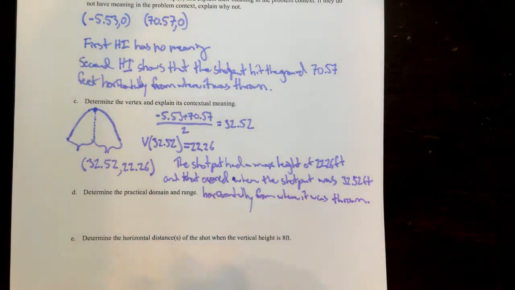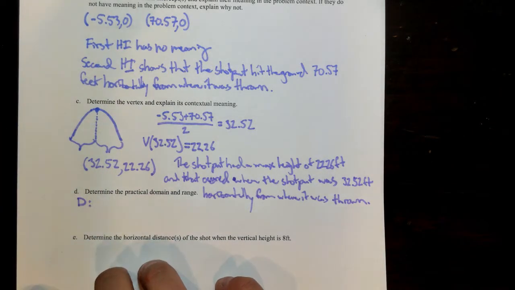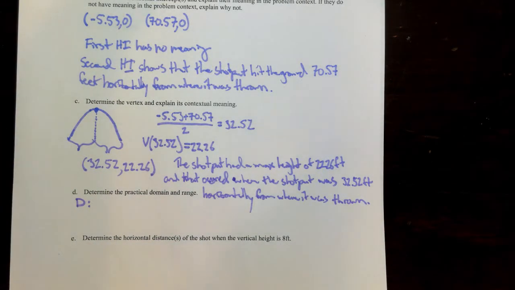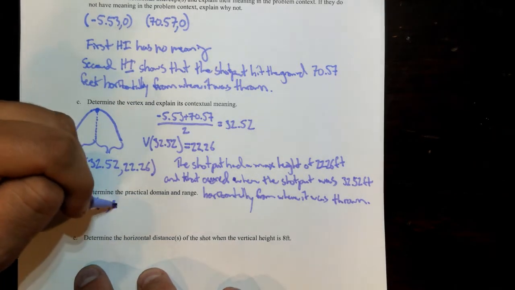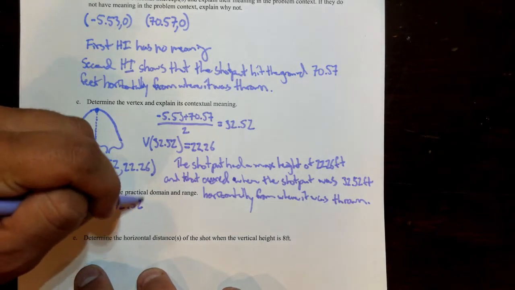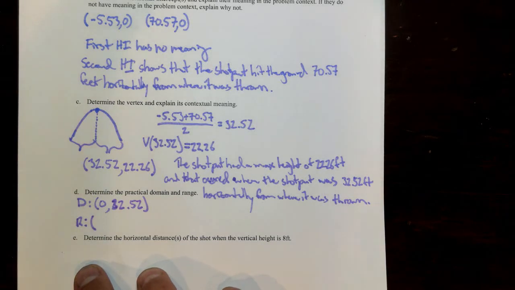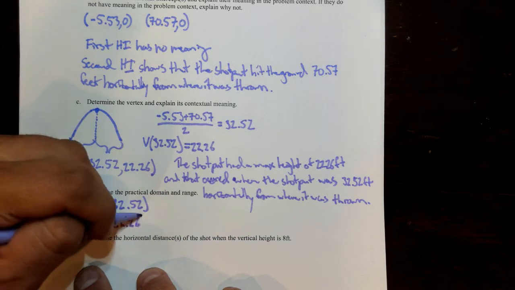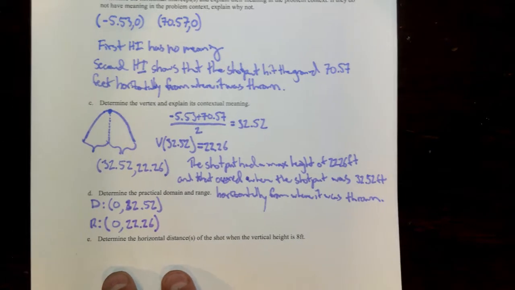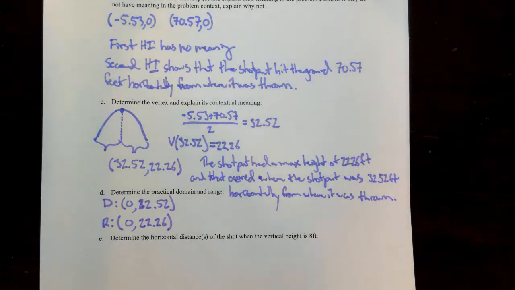Okay. Then determine the practical domain and range. Well, the domain, that's our x values. That's going to just be from 0 to wherever it landed. So from 0 to 32.52. And our range would be from 0, the ground, to its max height, which was 22.26. Awesome. And then part E, determine the horizontal distance of the shot when the vertical height is 8 feet.